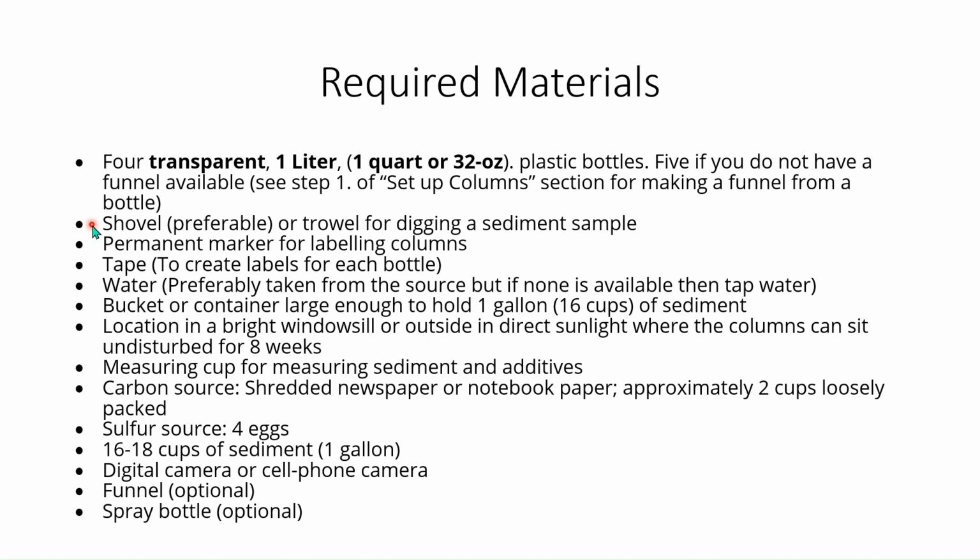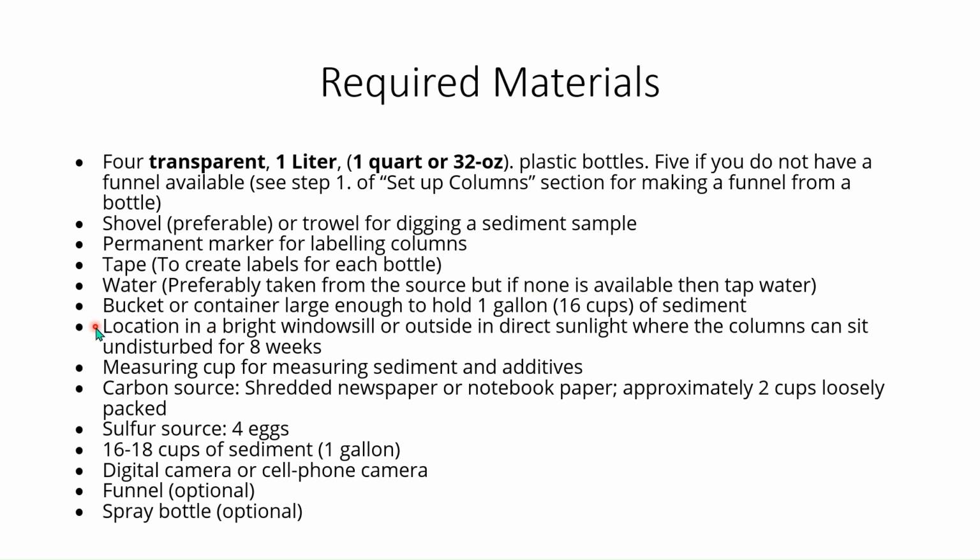You're going to need something to go out and dig your sediment sample with, like a shovel or trowel. You're going to need a marker to label each column and some tape that you'll put on each column and then write on to create labels with. You'll need water. Now, preferably, I'd say take it from the source if you can, fill up a water jug or something. If not, tap water is going to work just fine for this experiment. And you're going to need something to store your soil in from the location you acquired it from and carry it. So a bucket, some large container, something that's going to be able to hold a whole gallon of soil. And you want to make sure you have at least a gallon of soil or 16 cups.